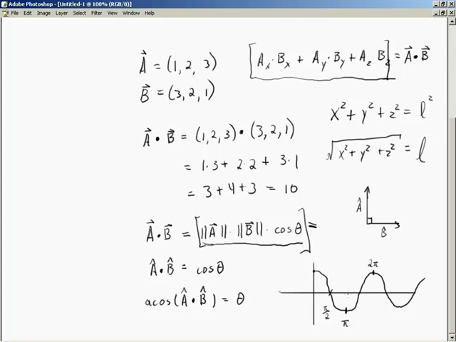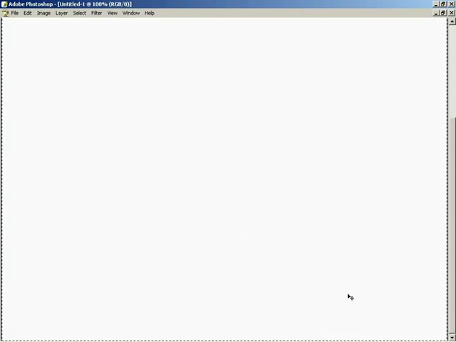So let me just go ahead and erase all of this, say goodbye to all this wonderful math. So, cross product. What is cross product? It is a way where we can take two vectors and calculate a third vector that is perpendicular to both of the original vectors.